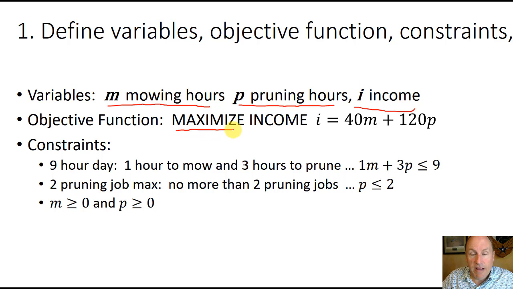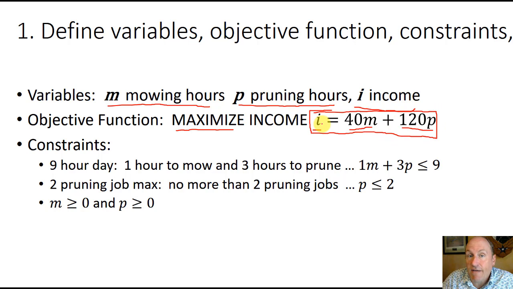We're in business, we're trying to make money. That involves making as much money as possible. So the income I is equal to 40 times M, because mowing gets us $40 an hour, plus 120 times P, pruning gives us $120 an hour. That's what we're trying to maximize. That's the key to the whole thing.